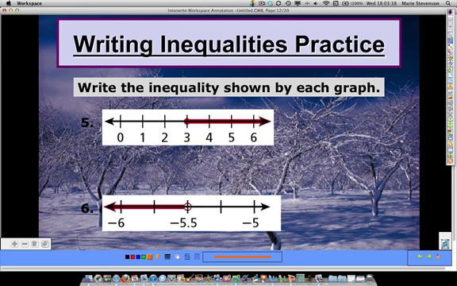Okay, let's actually do these real quick. Now, this is the first example I did earlier, so I'm just going to use x as my variable, x. So my endpoint is on 3, and it's a closed circle, so it's equal to, and it's everything to the right, so it's greater than. That's it.